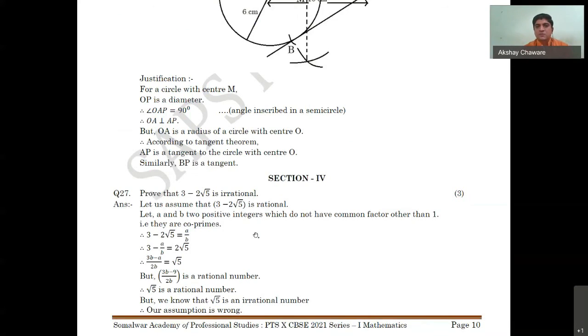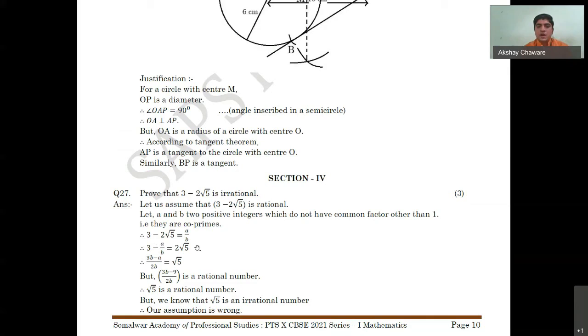It is a very simple question, and it is mostly asked in the board examination, to prove that a certain number is an irrational number. So we have to make some declarations here. To assume that this number is rational, we will follow the contradiction method. We will consider a and b, two positive integers which do not have a common factor other than 1. That means they are co-primes.